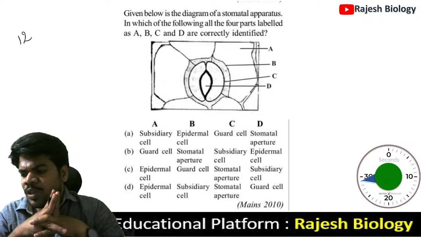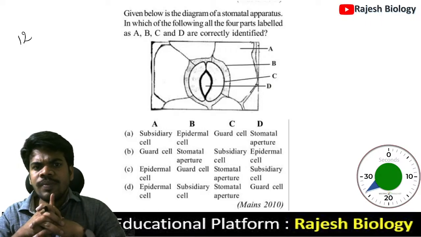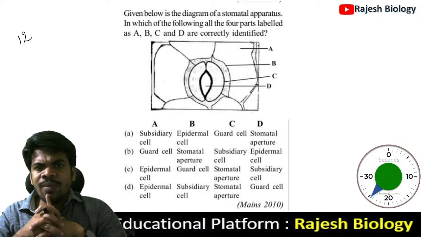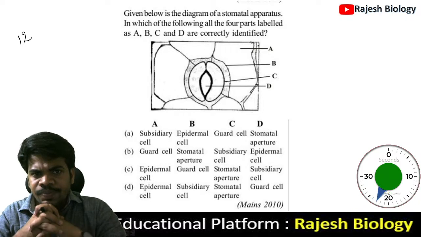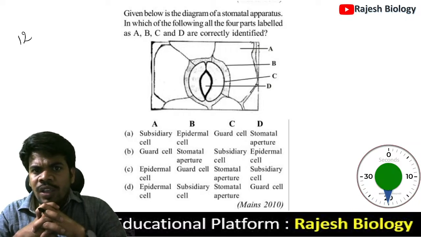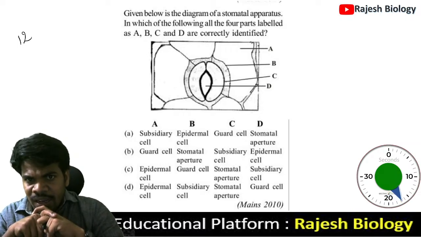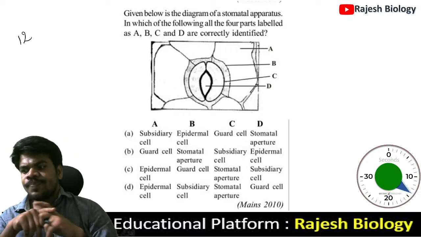Next, it is a very easy question, a very important diagram. Given below is the diagram of the stomatal apparatus. In which of the following are all the four parts labeled A, B, C and D correctly identified?